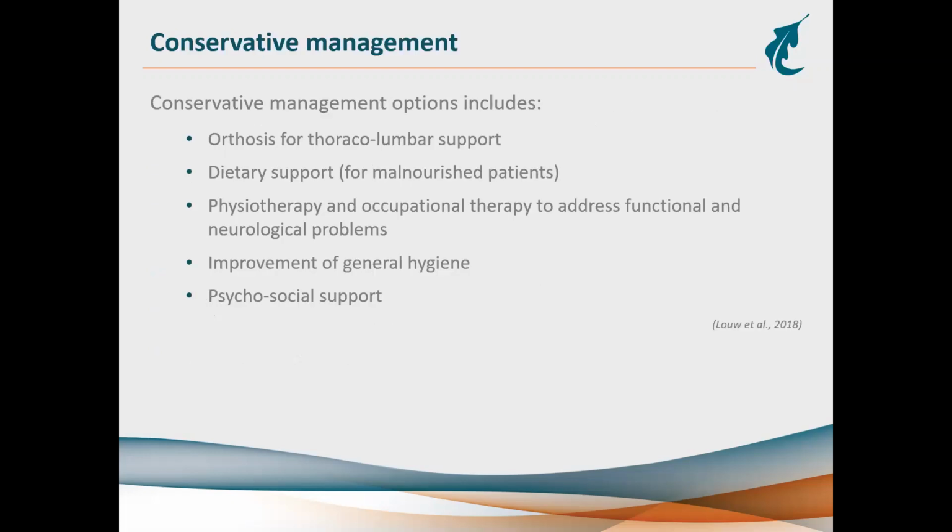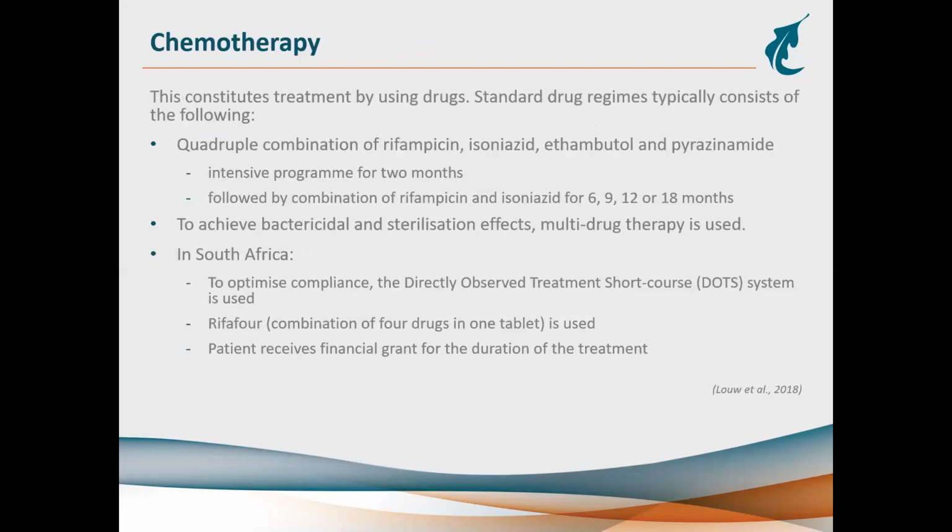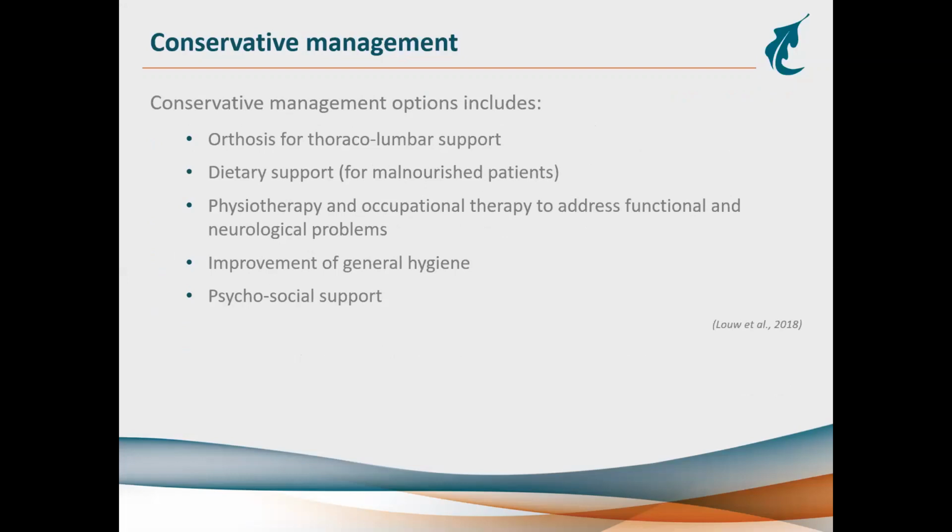So when we look at management, conservatively, we can supply the patients with orthosis for thoracolumbar support. You can get that from the physio, and then dietary support, especially for the malnourished patients, and then physiotherapy and occupational therapy to address the functional and neurological problems, and improvement of general hygiene is highly recommended, and then of course psychosocial support.